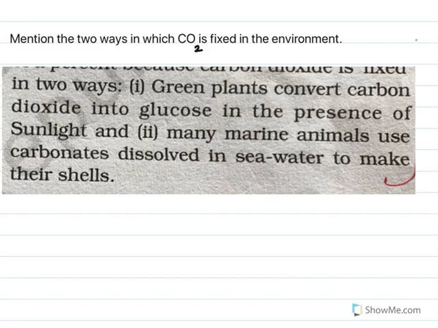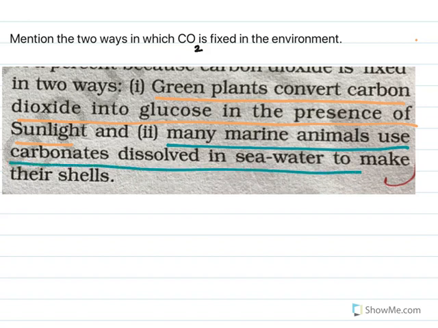Mention two ways in which carbon dioxide is fixed in the atmosphere. So one way is green plants convert carbon dioxide into glucose in the presence of sunlight. This is the process of photosynthesis. And the second way, many marine animals use carbonates dissolved in the seawater to make their shell. And remember, carbonates contain carbon, use carbon dioxide. Carbonates are made with the help of carbon dioxide. So these are two ways where carbon is fixed in the environment.